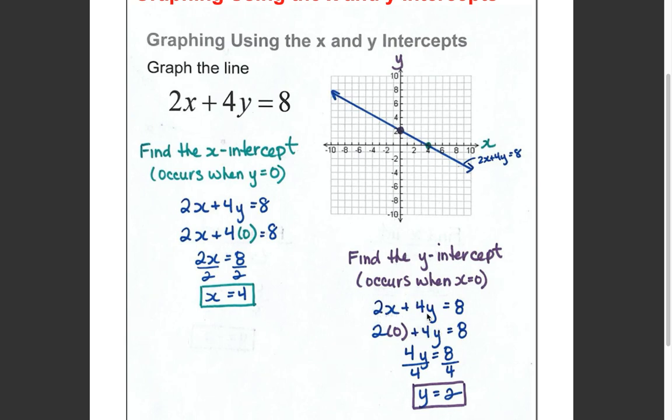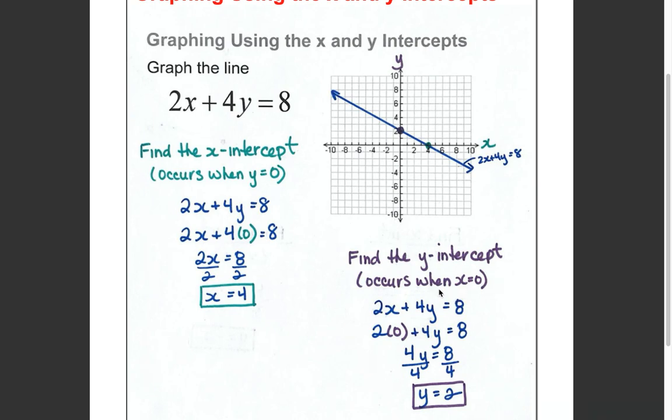So I've got 2x plus 4y equals 8. I'm going to sub in x equals 0 for my x value. 2 times 0 plus 4y equals 8. Well, 2 times 0 is nothing. It disappears, goes away. All I'm left with is my 4y. So I get 4y equals 8. I divide both sides by 4 to get the y by itself, which means that y must equal 2.